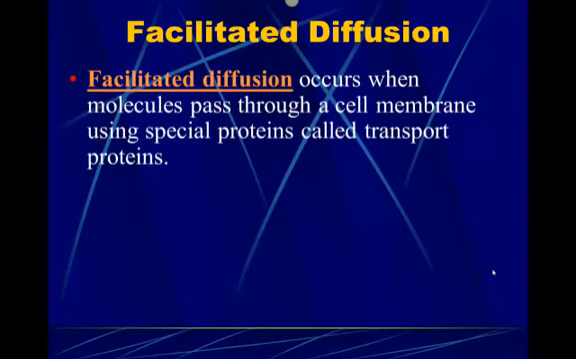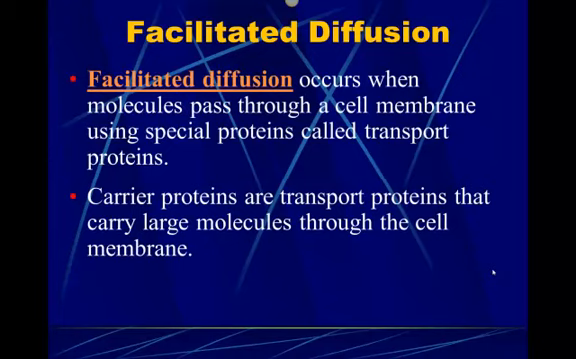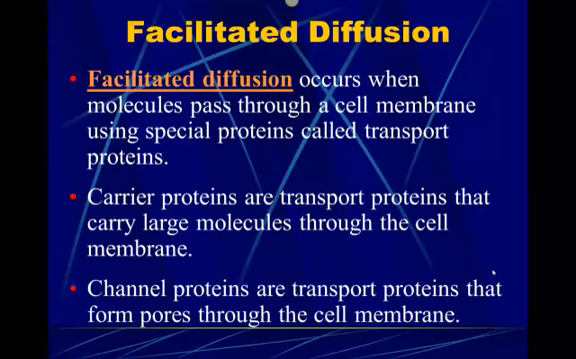Now facilitated diffusion occurs when molecules pass through a cell membrane using special proteins. They're called transport proteins, and if you look down there, there's two types of transport proteins. There's carrier and channel. The carrier proteins are transport proteins that have to carry large molecules through the cell membrane, whereas the channel proteins are transport proteins that form a pore, a hole, and the molecule is going to be small enough then to just flow right through that little hole.